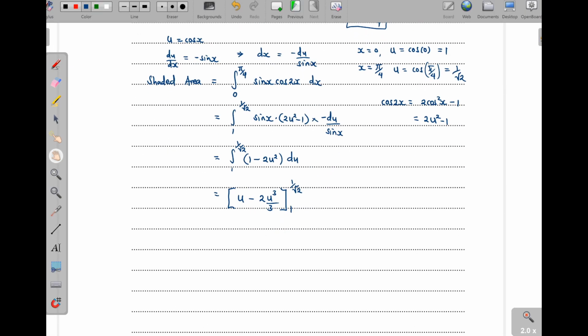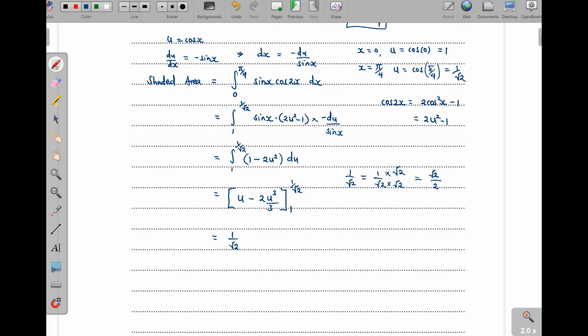Now we put our limits. We shall have 1 over root of 2, which is the same as root 2 over 2. Why is it like that? Because we don't write square roots in the denominator. I can do that, so multiply both the numerator and the denominator by root of 2. So here we get root of 2 over 2, okay?